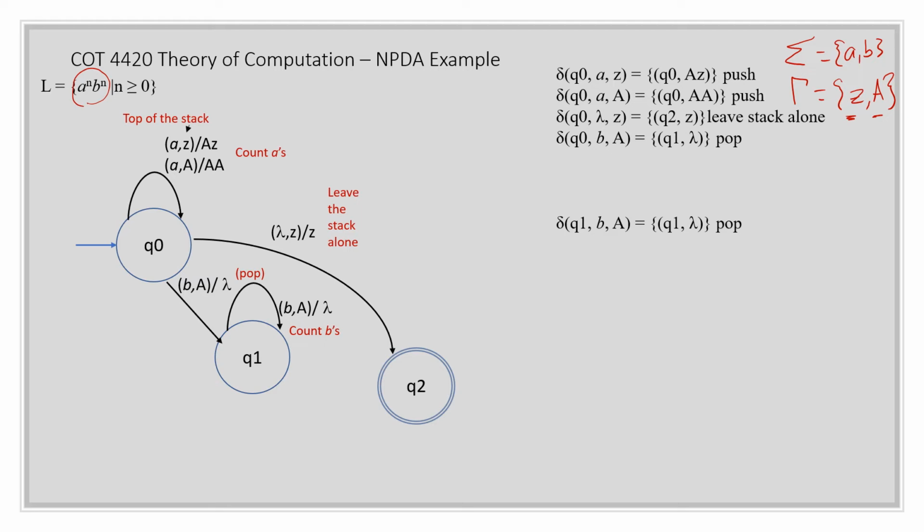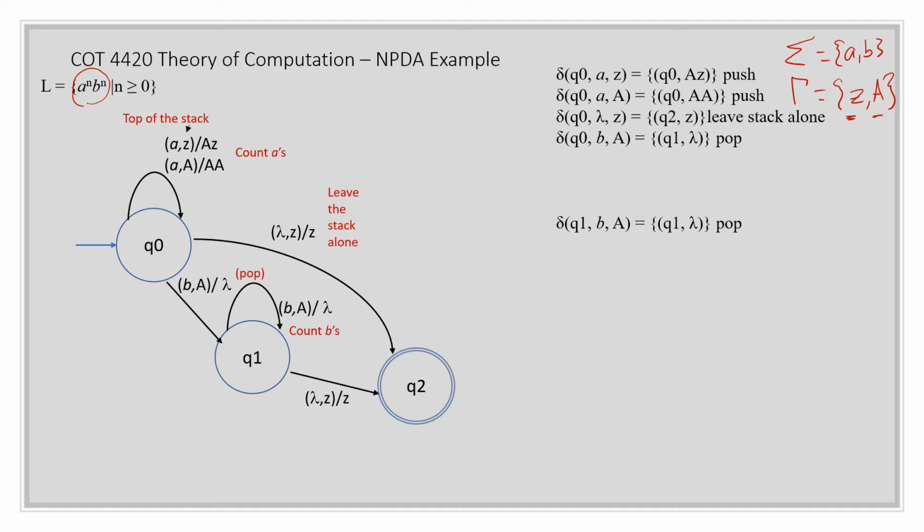So I count my A's, I count my B's, and I want to make sure that they match. And then finally, I have a transition that says, all right, now I have counted all my B's and I'm done, and now I've reached the bottom and my A's and my B's match, so I'm going to take a lambda transition over here, and the A's and the B's match, so that means it's in my language.